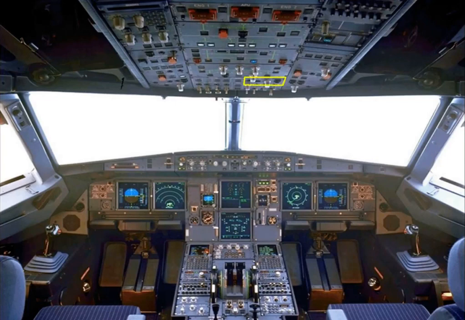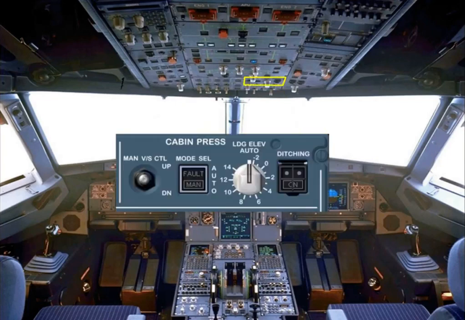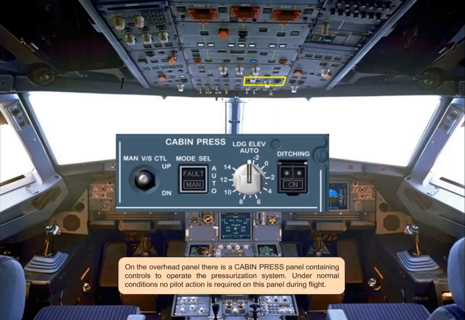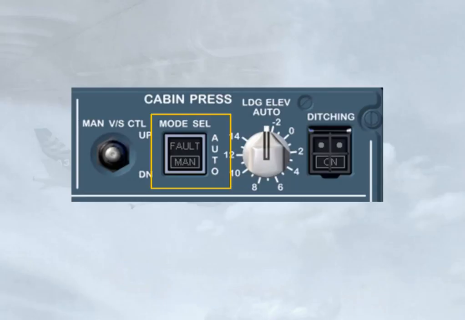On the overhead panel, there is a cabin pressure panel containing controls to operate the pressurization system. Under normal conditions, no pilot action is required on this panel during flight. The pressurization mode selector push-button switch has two settings: automatic and manual.